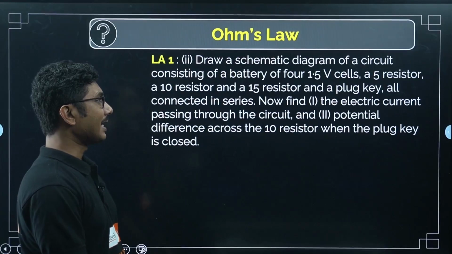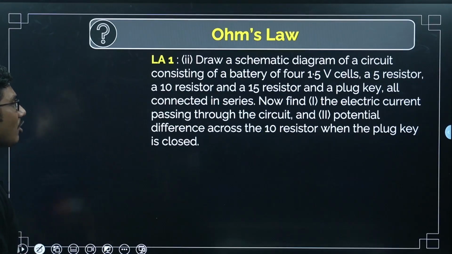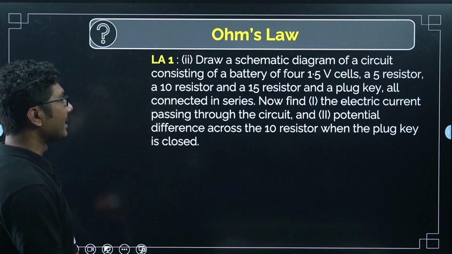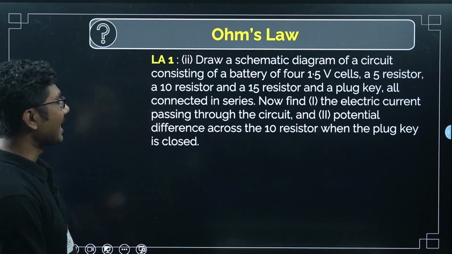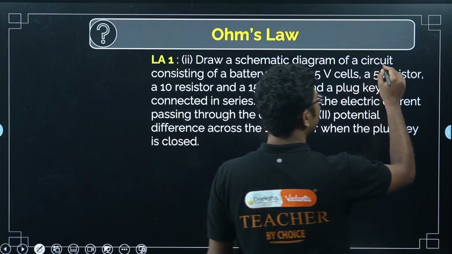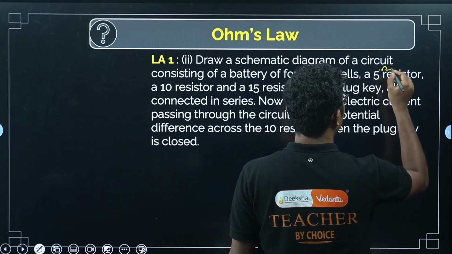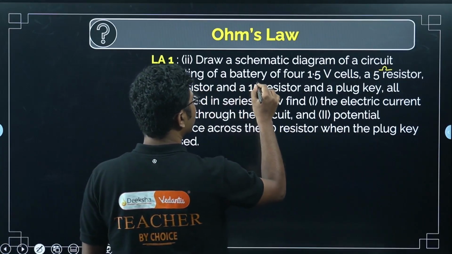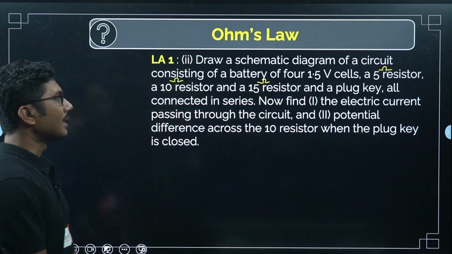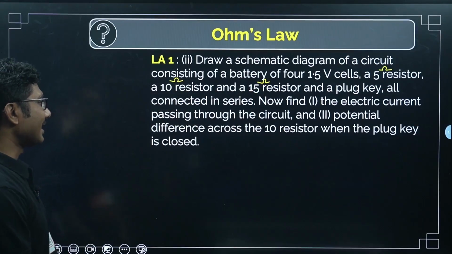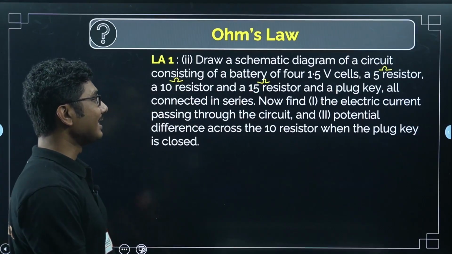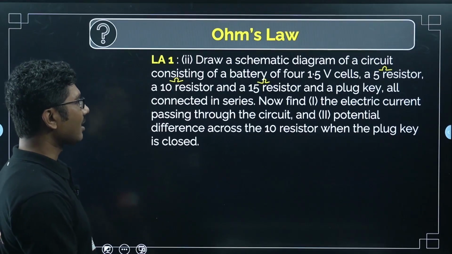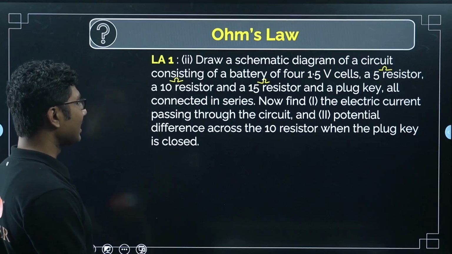Draw a schematic diagram of a circuit consisting of a battery of four 1.5 volt cells, a 5 ohm resistor, a 10 ohm resistor and a 15 ohm resistor, and a plug key. All the connections are in series. Now find, number one, the electric current passing through the circuit and the potential difference across the 10 ohm resistor when the plug key is closed.